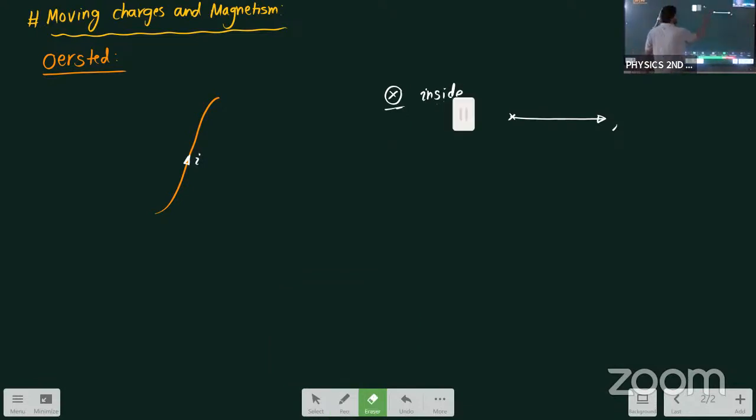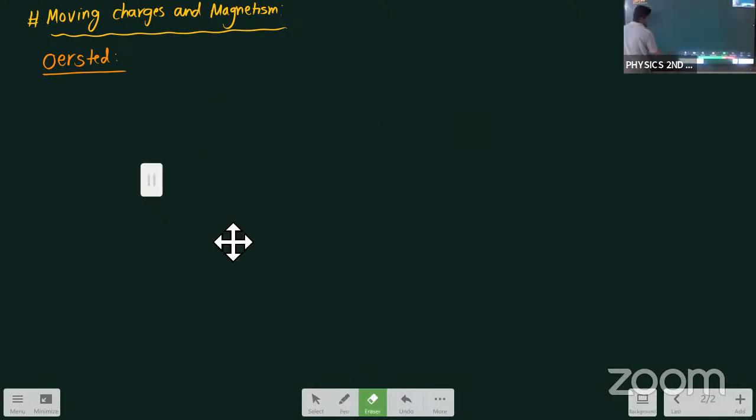See here. Next important thing. Ørsted said that whenever there is current flowing through a wire, around that wire magnetic field will be created. But the amount of magnetic field that will be created was given by two scientists. We don't know the magnitude, how much magnetic field is being created due to the current flowing in the wire. So there were two scientists named Biot-Savart.